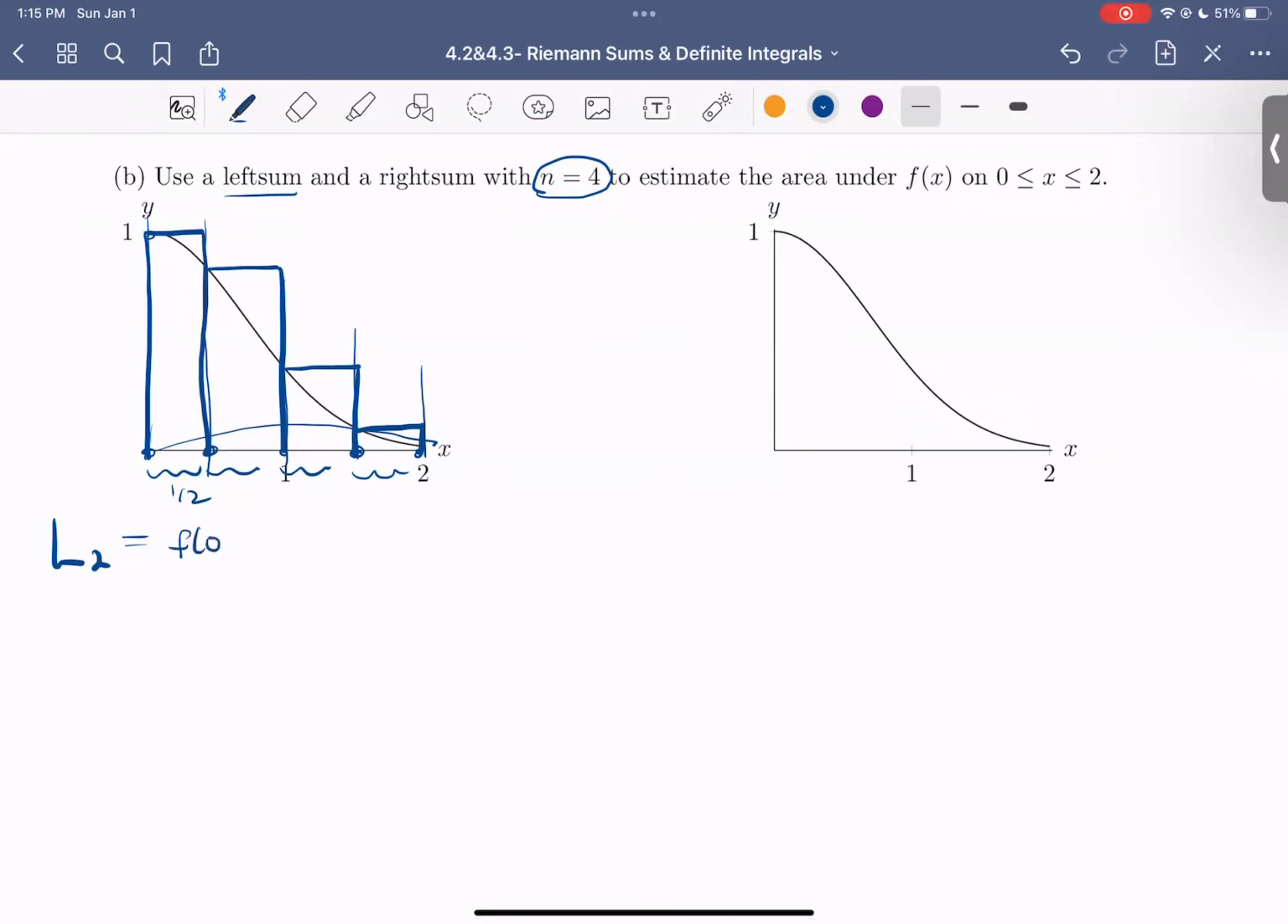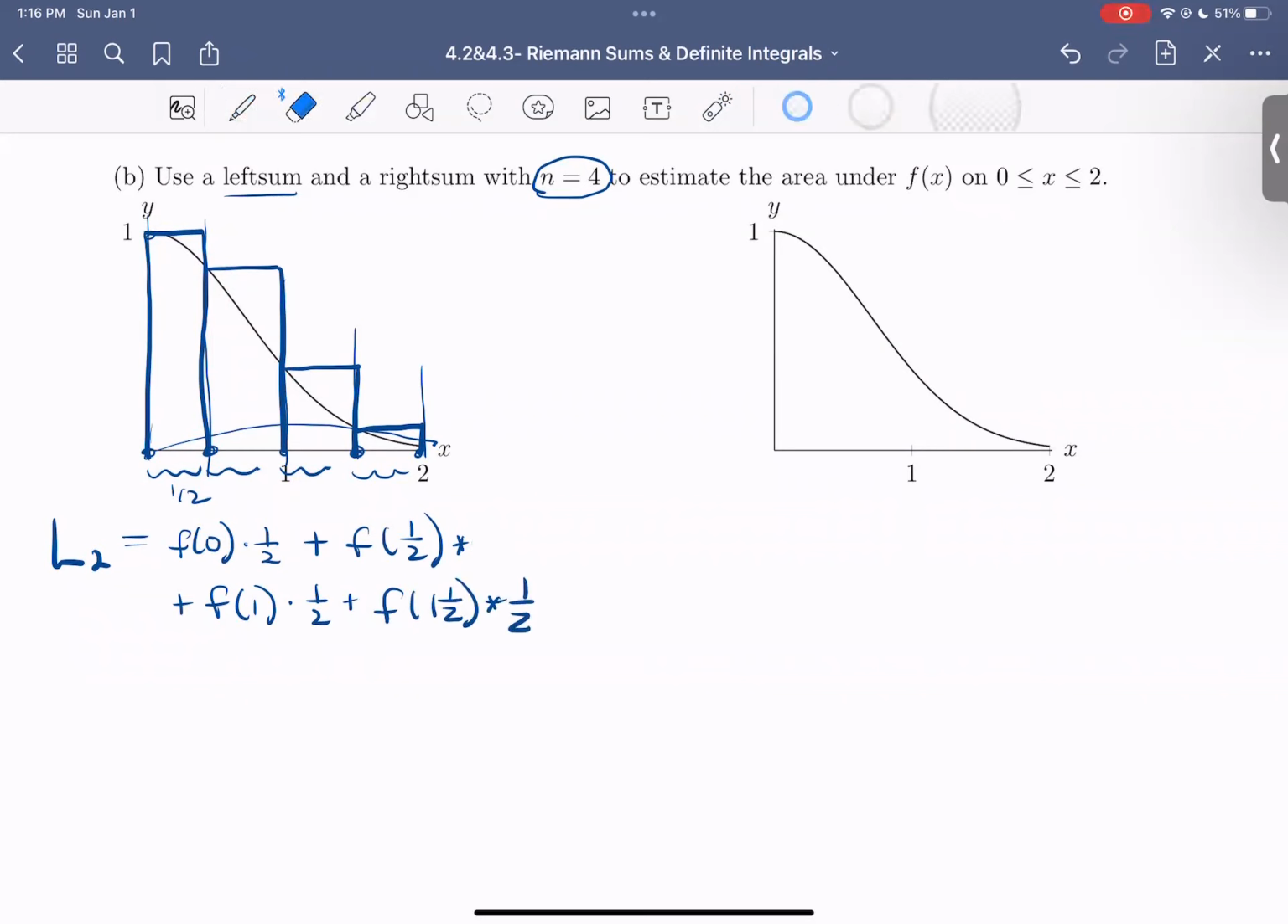So first we have f of 0 times 1/2 plus f of 1/2 times 1/2. And again, I'm using the function output at the left-hand endpoint. So my next height will occur at the function output at x equals 1. So my next height would be f of 1 times 1/2 plus f of 1.5 times 1/2. Oops, and good catch, I don't know where that 0 snuck in here. We're multiplying by 1/2 because that is the width of our rectangles. All right, so let's compute what this number should be.